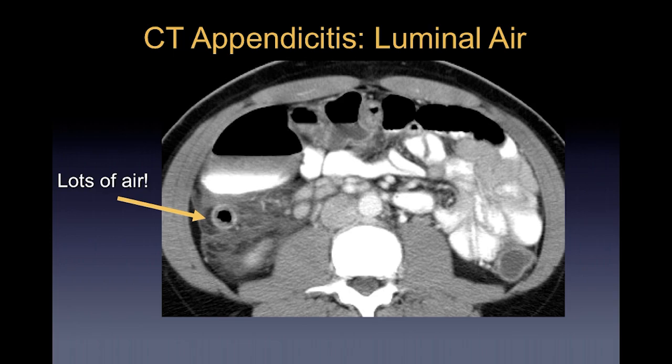So here are some examples. Tons of air in this appendix, but it is clearly abnormal. It's humongous. The wall is very thick. It's hyperemic. There's tons of fluid and stranding around it. You're going to call this appendicitis. In every case, you're probably not even going to pay much attention to the fact that air is there, and that's how most of these cases go.